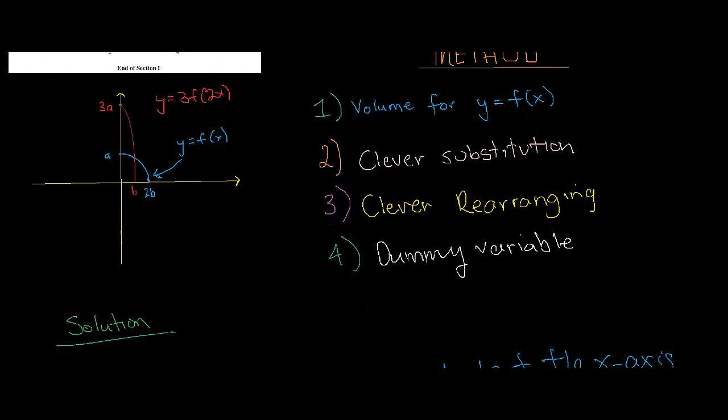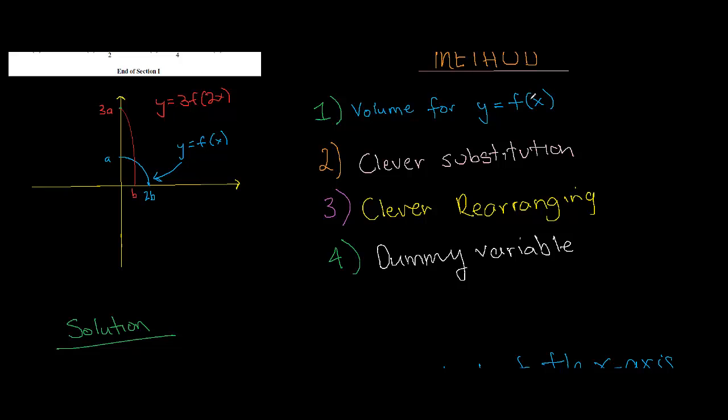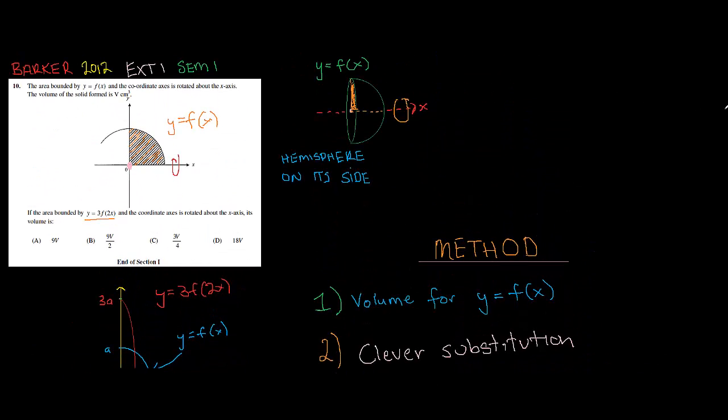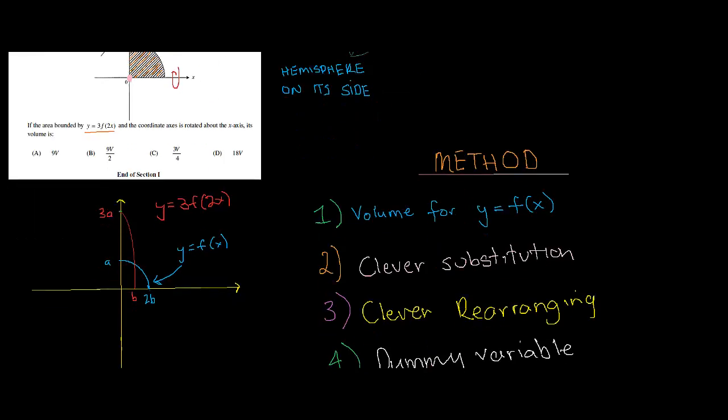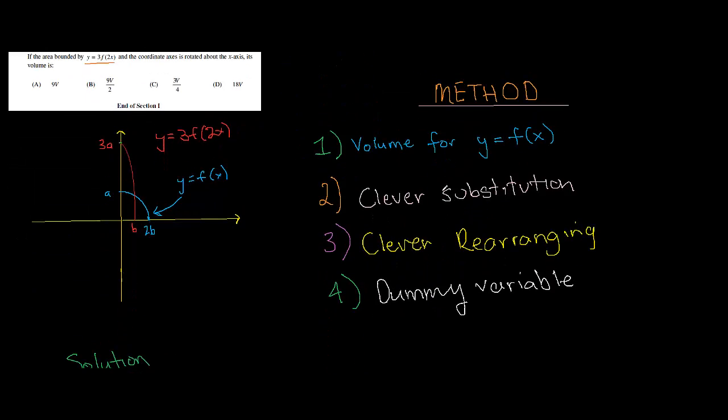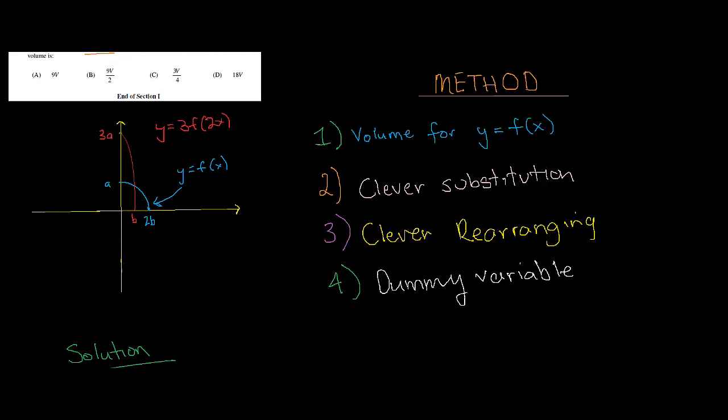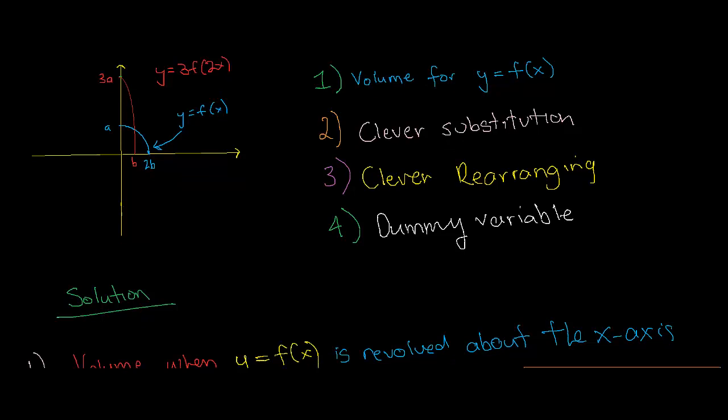So what we're going to do now is talk through this method. The first step, we're going to talk about the volume for y equals f of x. We're going to write down a formula for that, or a formula for this here as well. And in step 2, we're going to make some clever substitutions and then some clever rearranging. This is very vague, and then we're going to do something called the dummy variable step in step 4. I don't expect you to know what that even means, but I'll talk you through it now.